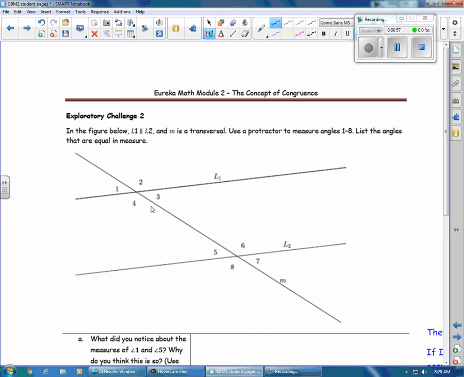Now I just told you that opposite angles are going to be equal in measure. So I know that 1 and 3 are my vertical angles. 2 and 4 are my vertical angles. 5 and 7 are vertical angles, and 6 and 8 are vertical angles. So I'm going to have 4 sets of different vertical angles that are congruent. I don't need to measure them using a protractor. I know this because of the angle relationships.